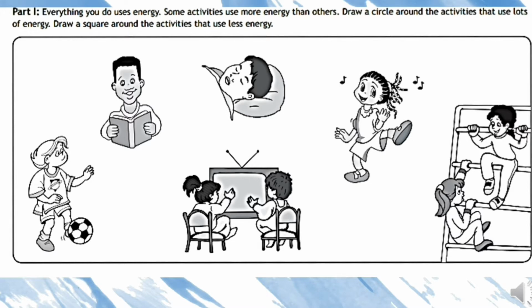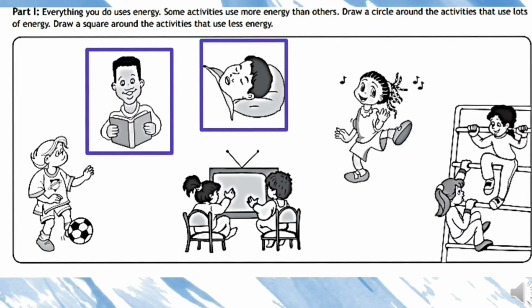Now, I have some pictures over here. We have to draw a circle around the activities that use lots of energy and a square around those that use less energy. Now tell me which one from these uses lots of energy. What about the first one? The boy reading the book. Does it need a lot of energy? No, it needs less energy. What about the boy sleeping? He still needs energy when he's sleeping because his body is still working. His brain, his internal organs are working. But does he need more energy or less energy? Less energy.